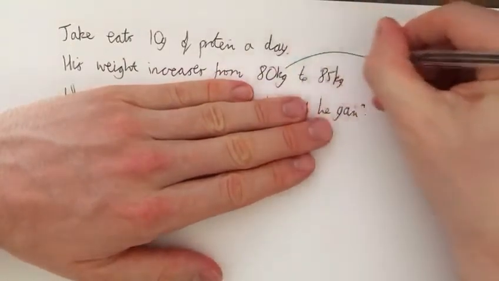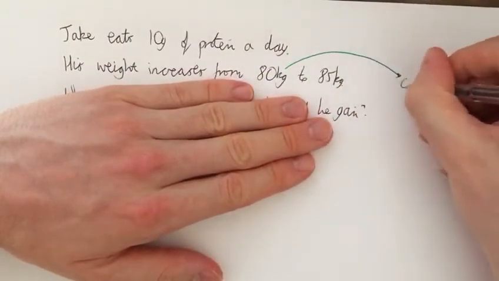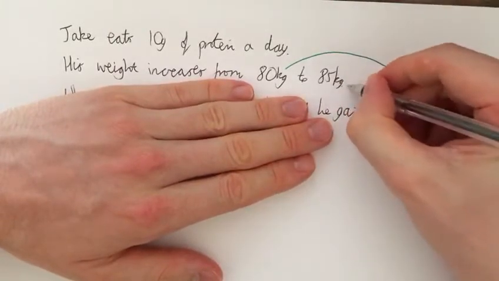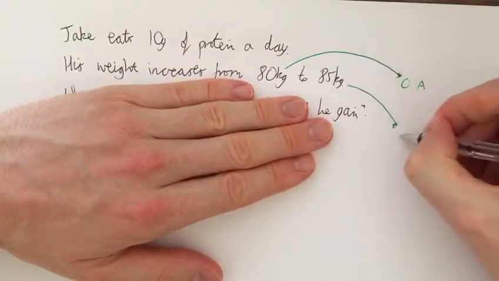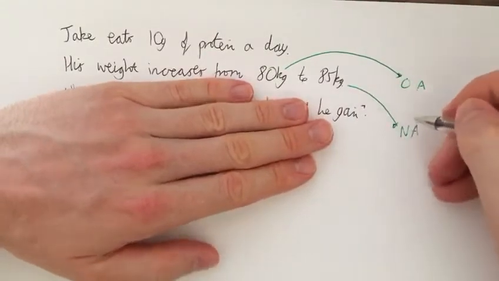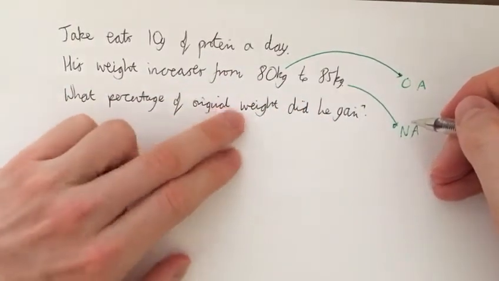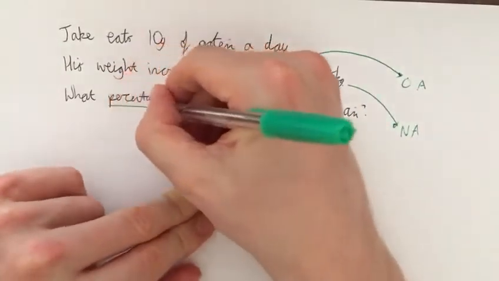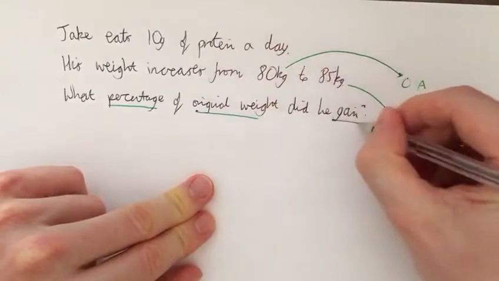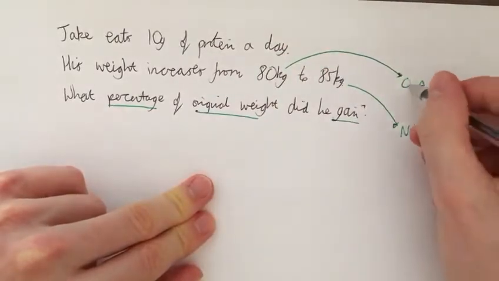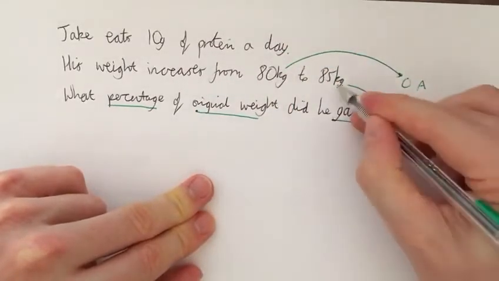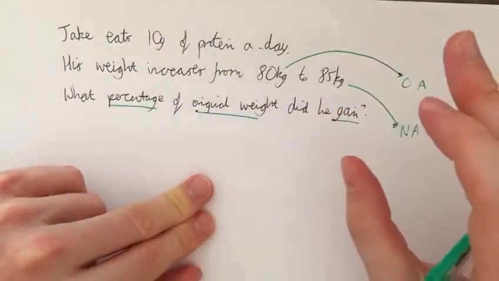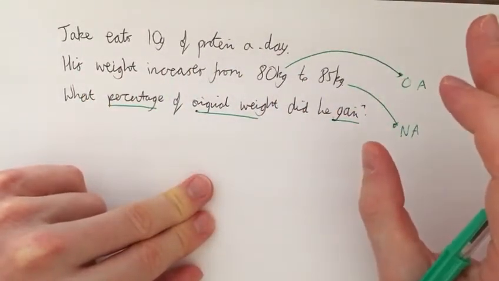So straight away here, I've got my original amount. And to 85 kilograms, here, I've got my new amount. What percentage of original weight did he gain? All I need to work out the percentage of original weight gained is the original amount and the new amount. So therefore this first sentence here actually brings us nothing, no information at all for this particular question.